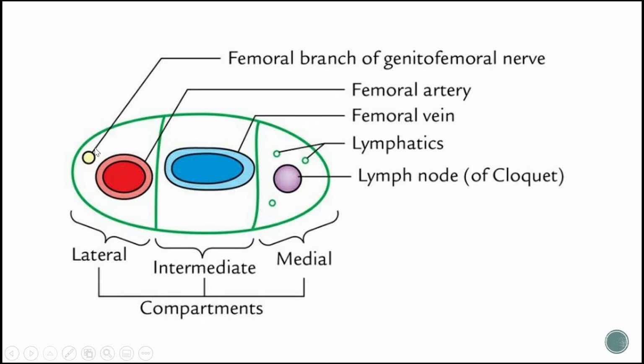The lateral compartment comprises the femoral artery and the femoral branch of the genitofemoral nerve. The intermediate compartment comprises the femoral vein, and the medial compartment is mostly empty, which has the lymph node of Cloquet or lymphatics. This medial compartment is specifically called the femoral canal, which is again a potential site of weakness through which the femoral hernia occurs.